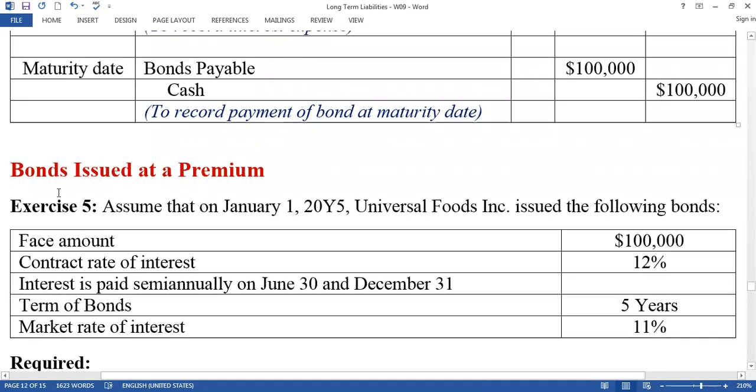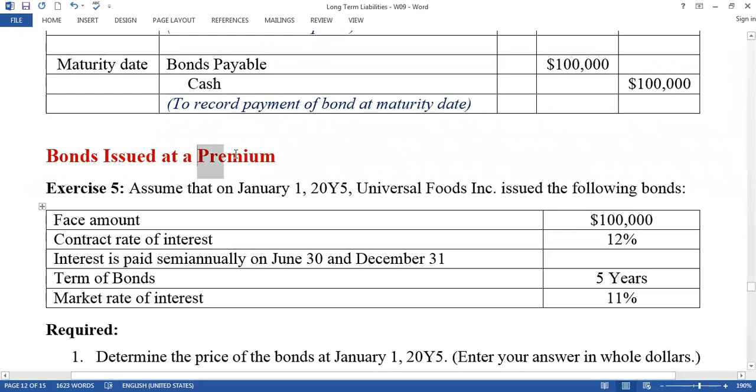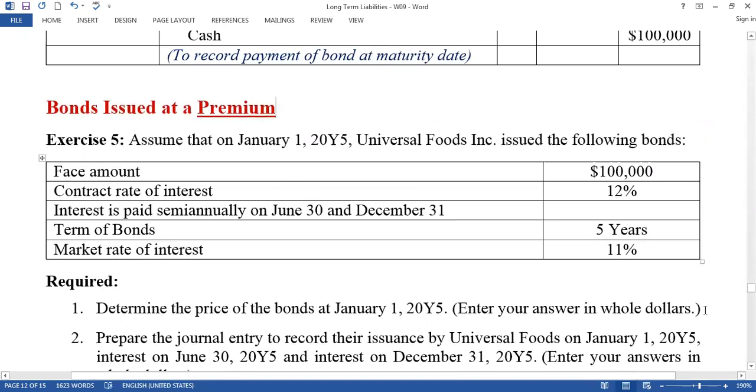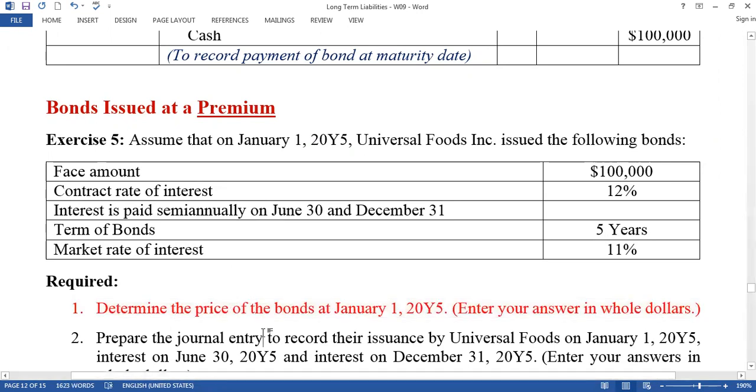So look at another example, and it is with the premium. So look at the question. Again, today I am going to explain requirement one only. My target today is to explain how to calculate the present value of a bond, if it is a face amount bond, a discount bond, and a premium bond. Next class, I will explain in detail about the journal entries.